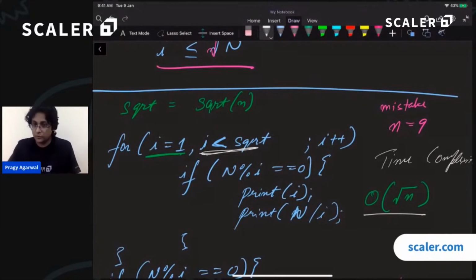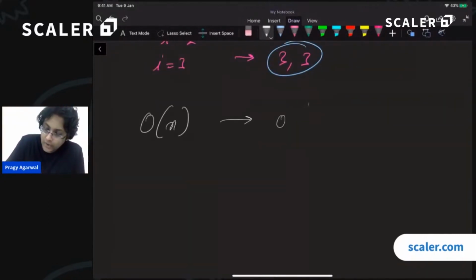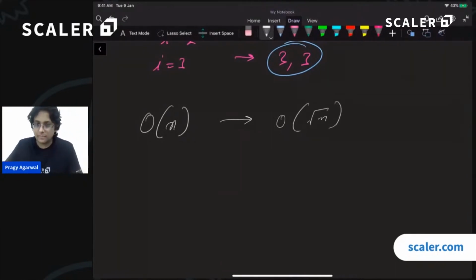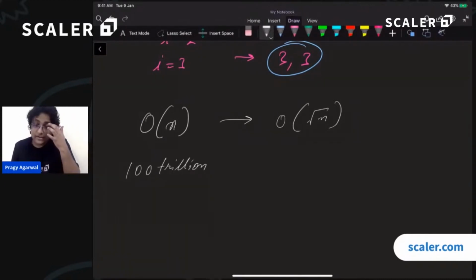Now that is a huge improvement. Right? Going from order of n to order of square root n is huge. This is massive. Imagine that you had a number which was, let's say, 100 trillion. How much is 100 trillion? It is 10 to the power 14.